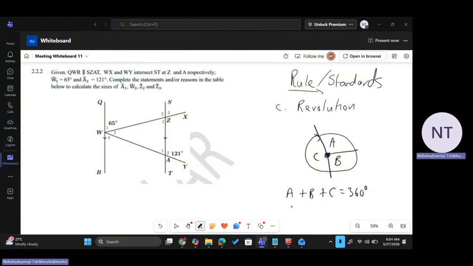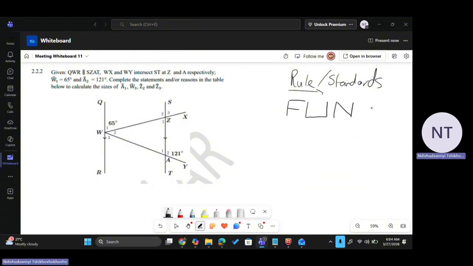Your reason that you might use, you might say angles around a point, or a revolution, or angles are equal to 360 degrees, right? That's the other rule that you need to follow. So far we have 3 and X. So the first guy is F.